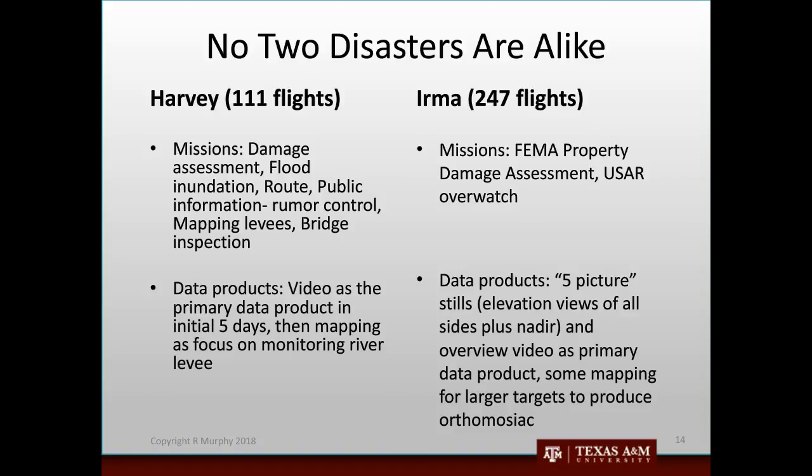So instead, the flights and the information they wanted was the classic FEMA property damage assessment. All of these critical infrastructure points, like lift stations that you need for sewage treatment, go out and check and see if they're intact and get us 5 pictures, one of each side, and try to get a top-down view.